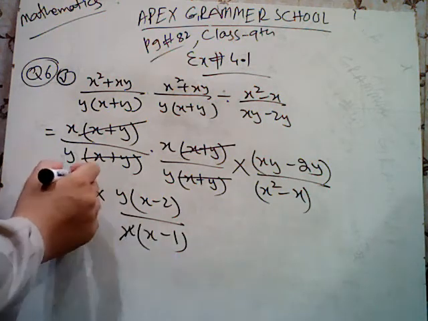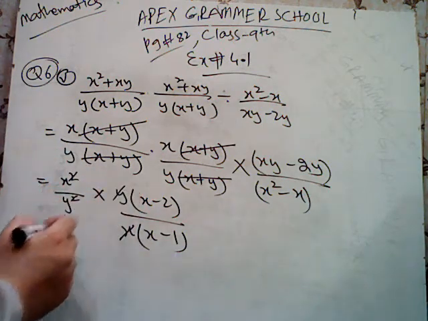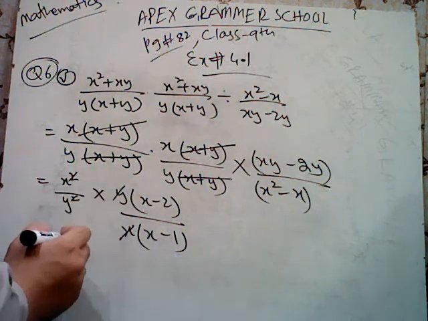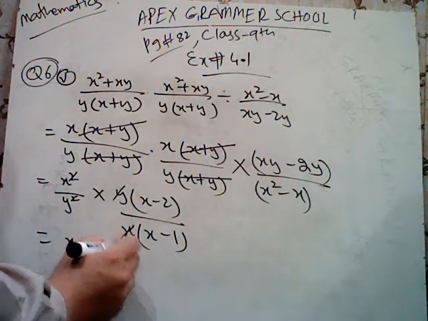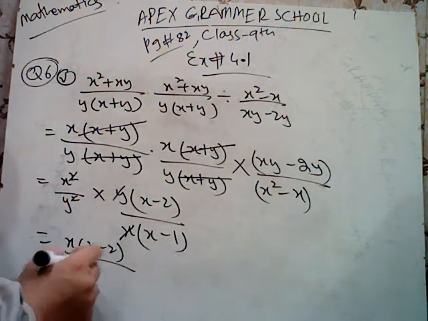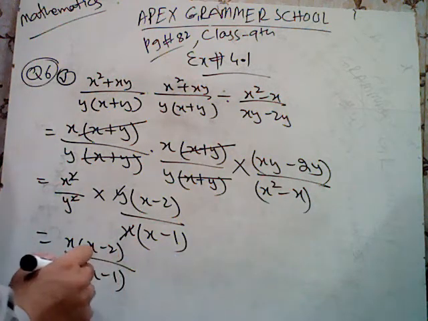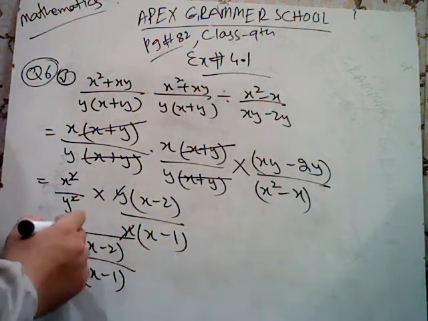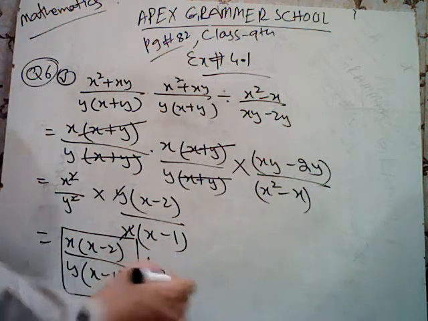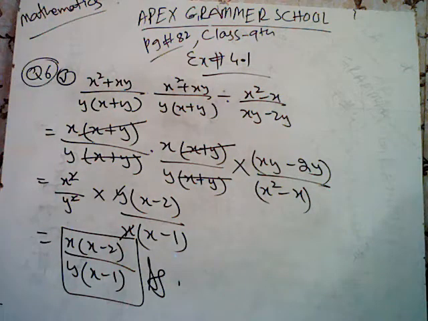Now x is cancelled with 1x and y is cancelled with this 1y. So in the numerator it becomes x into x minus 2, and in the denominator y into x minus 1. So this is your answer. This was question number 6 complete. I hope you like it and you don't have any problem in it. Thank you.